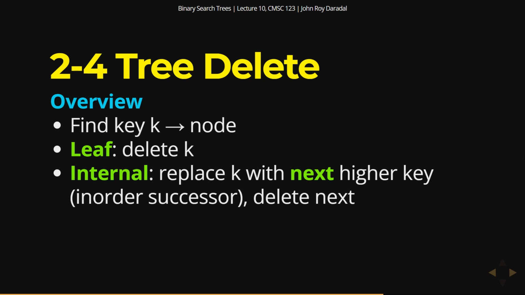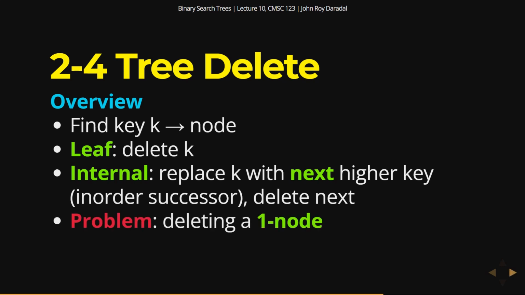So if it doesn't have any children, we'll just safely delete it, but if it has 2 children, or it's an internal node, then we'll look for the next key. Remember that. So you go to the right and then go left all the way to get the next higher key, or the in-order successor, and then we'll swap them and then delete the next node. So it's similar to that process. Okay, now the problem when doing this is, what if we delete a 2 node?